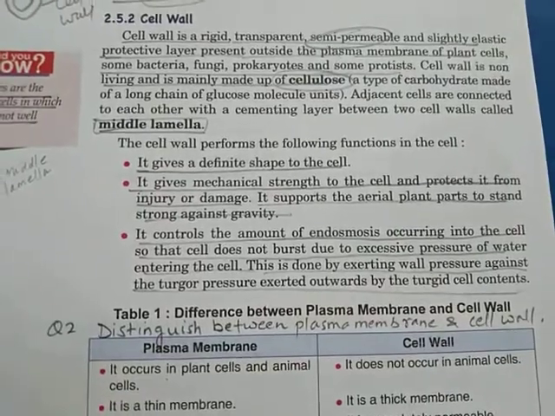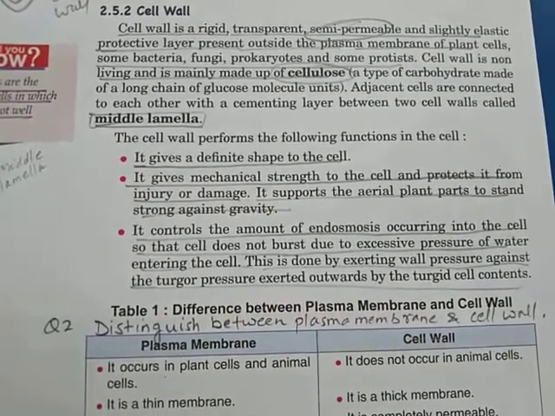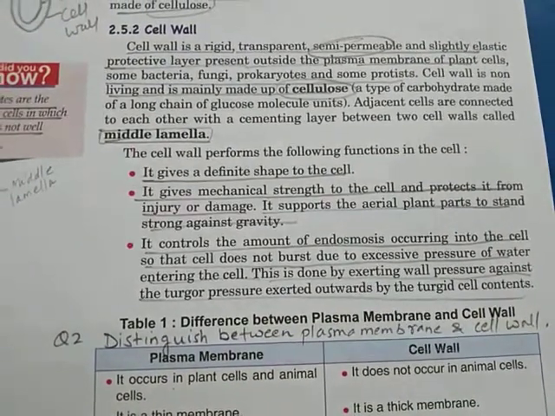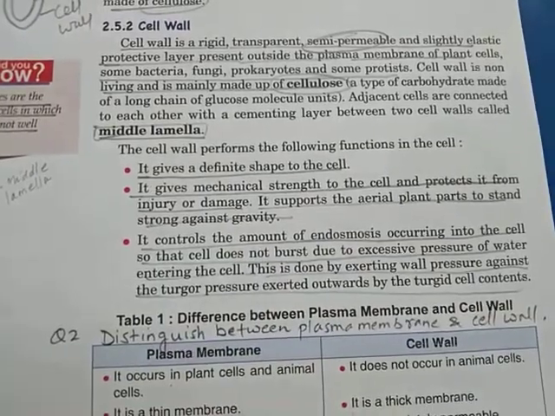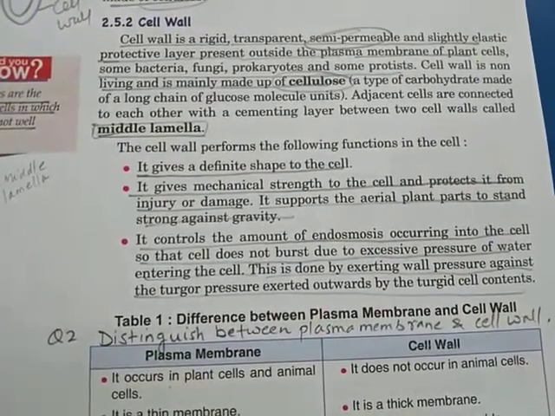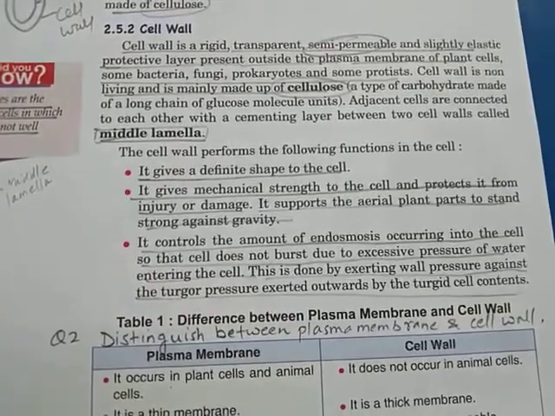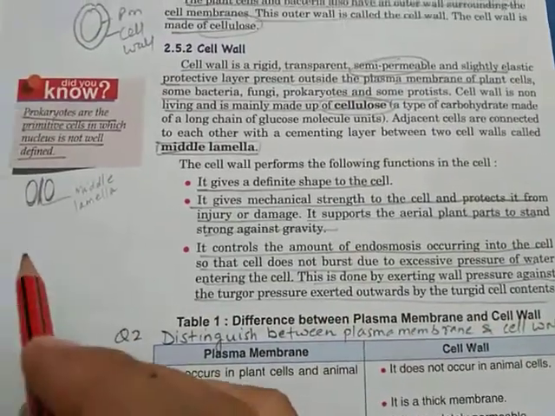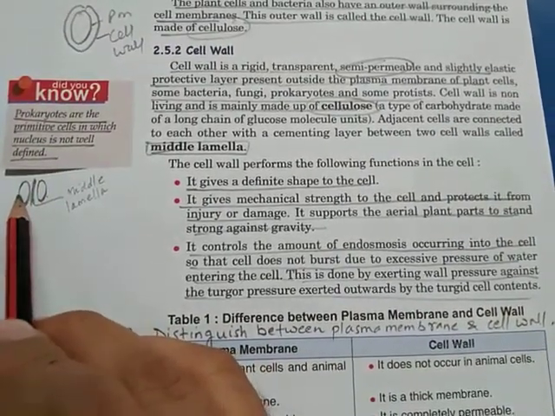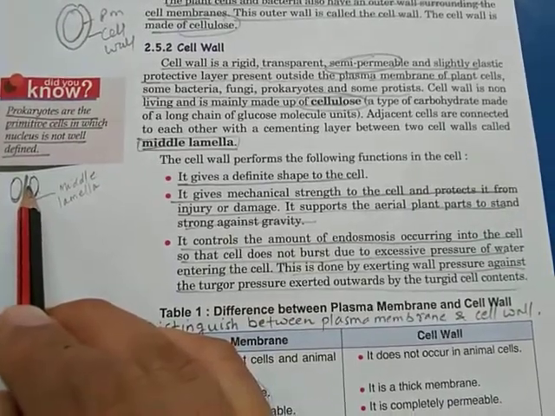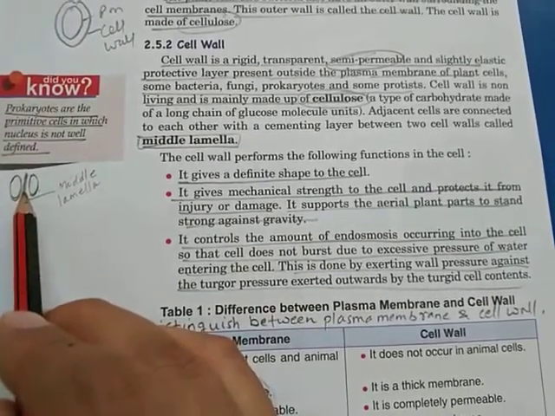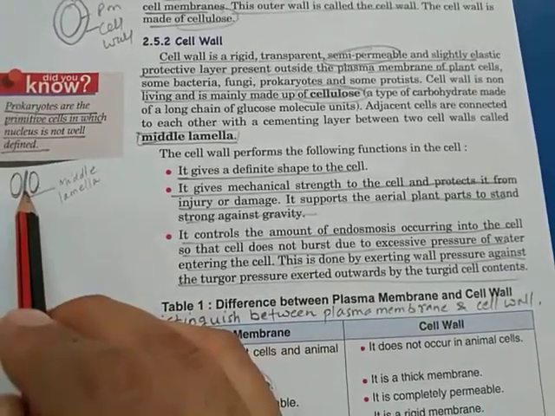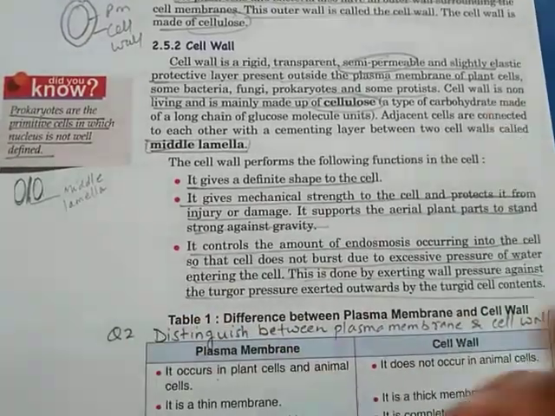And cell wall is non-living. Plasma membrane is living, but this cell wall is non-living. And it is mainly made of cellulose. So cell wall is found only in plant cell and it is made up of a chemical which is known as cellulose. So the adjacent cells, one cell and this another cell, are cemented, meaning joined together, by a cementing layer which is known as middle lamella.